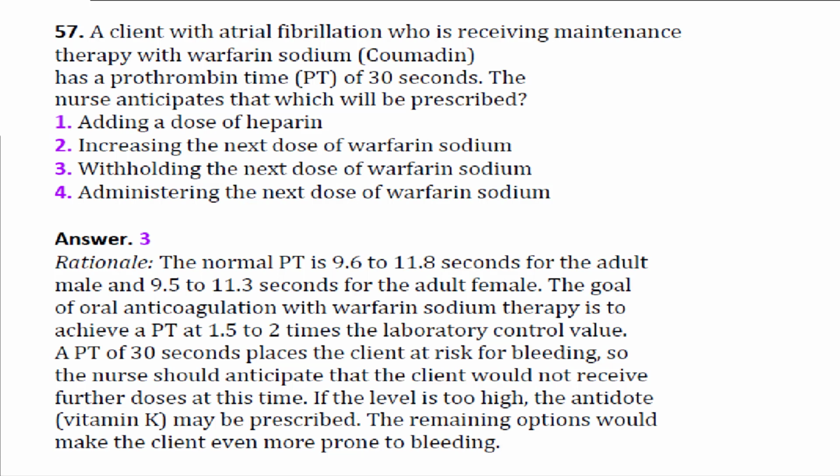Answer. 3. Rationale. The normal PT is 9.6 to 11.8 seconds for the adult male and 9.5 to 11.3 seconds for the adult female. The goal of oral anticoagulation with warfarin sodium therapy is to achieve a PT at 1.5 to 2 times the laboratory control value. A PT of 30 seconds places the client at risk for bleeding, so the nurse should anticipate that the client would not receive further doses at this time. If the level is too high, the antidote, vitamin K, may be prescribed. The remaining options would make the client even more prone to bleeding.